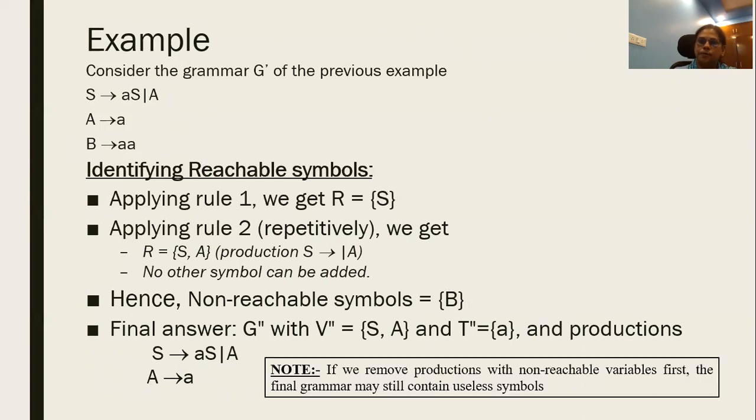Before we leave this topic, I would like to remind you again to always remove non-generating symbols before removing the productions involving non-reachable symbols. If we do it the other way around, that is, if we remove productions with non-reachable variables first, we may land up with a grammar which still has useless productions. Now this is one part completed.